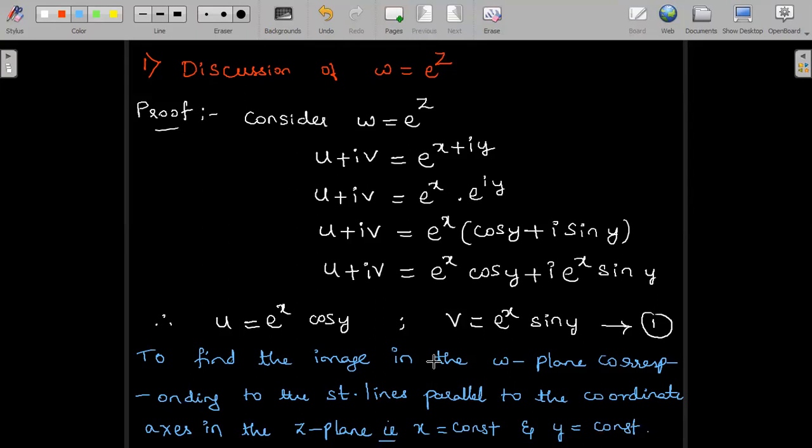So we need to find the image in the W plane corresponding to the straight lines, x is equal to constant and y is equal to constant. In the W plane, we need to obtain the image. So we have two straight lines parallel to the coordinate axis. We are finding the corresponding image.